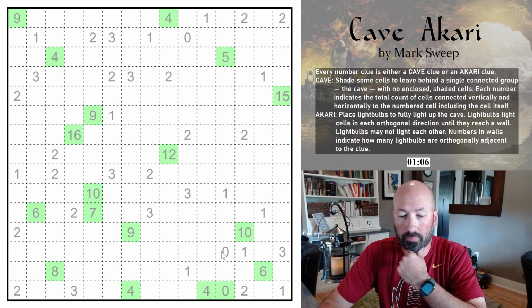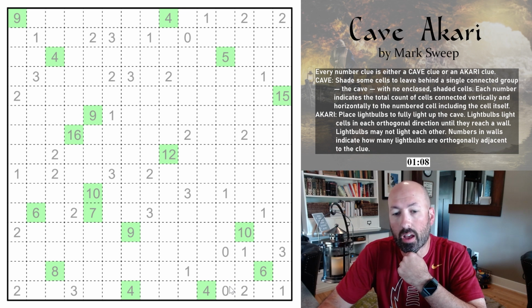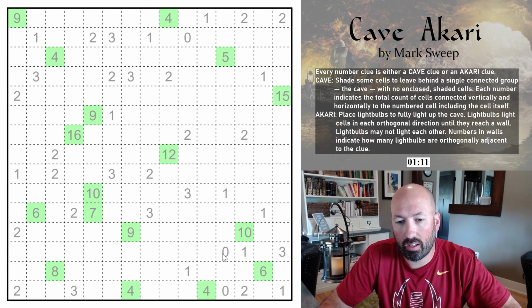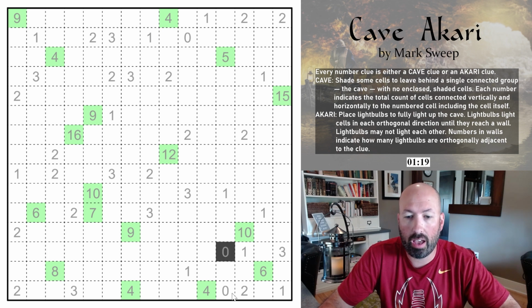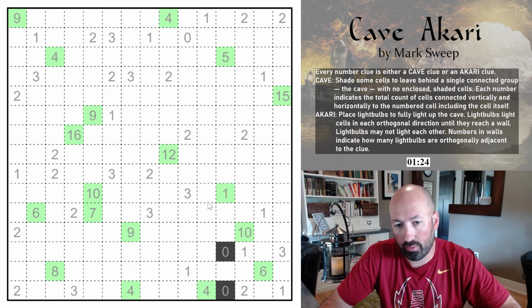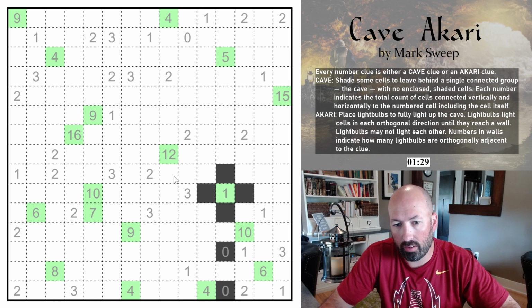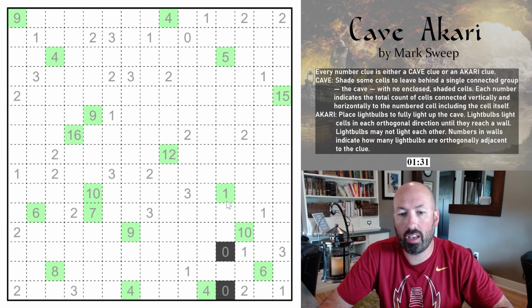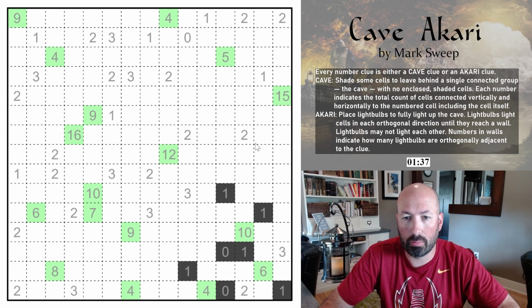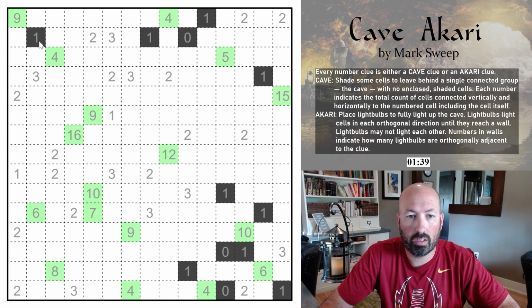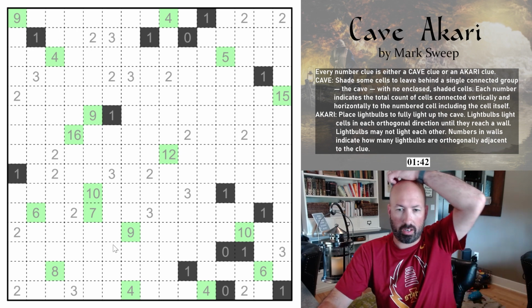Now a 0, on the other hand, cannot be part of a cave clue because it tells you how many cells it sees, including itself. Well, including itself is already 1. So 0s have to be part of the wall. Now 1s could theoretically be part of a cave, right? Because they see themselves. But then you'd have to surround it with walls, and the cave cells all have to be connected to each other. So these, the 1s, also have to be part of the wall. So we're going to get quite a bit to start with right there.